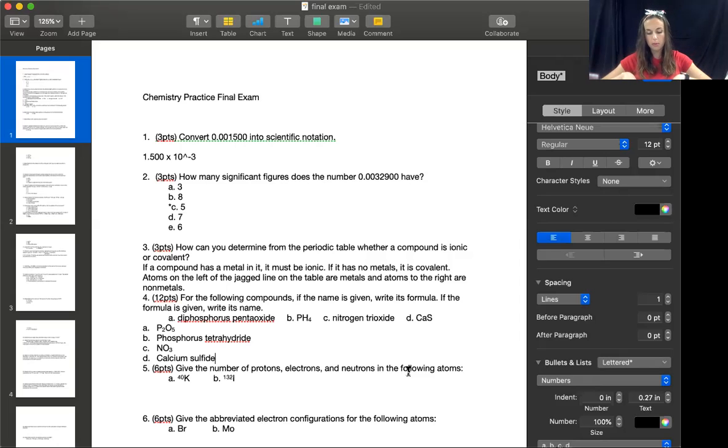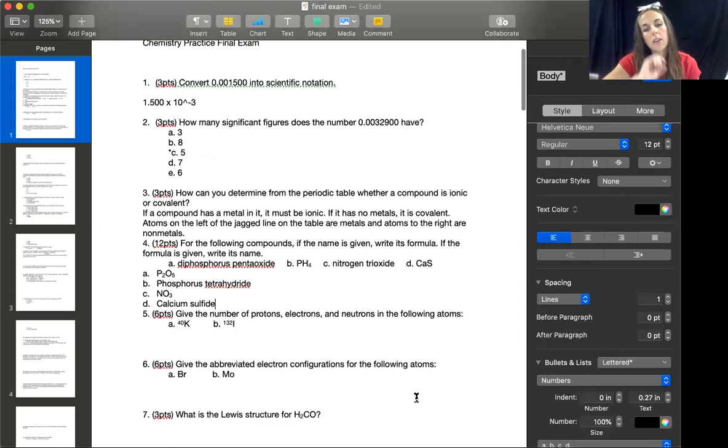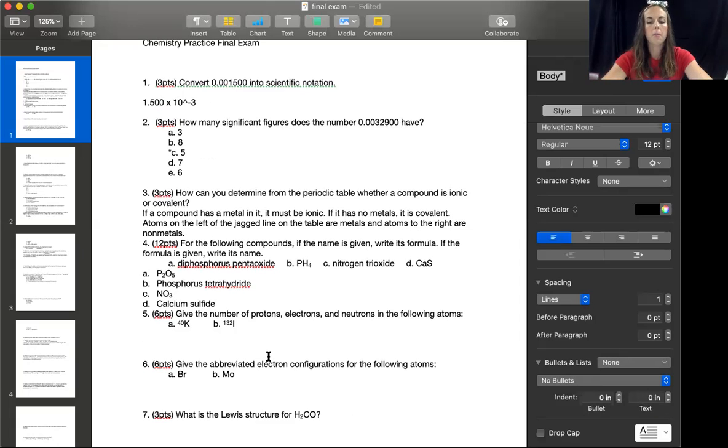Now let's look at number 5. Give the number of protons, electrons, and neutrons for the following atoms. Letter A, I have a K, and it has the number 40 here. Now, if you remember, we have to look back at atomic number, which means I'm looking at my periodic table again, and it looks like potassium, letter K, is number 19. So if it's number 19, that means it has 19 protons and 19 electrons. So I'm going to go ahead and put that.